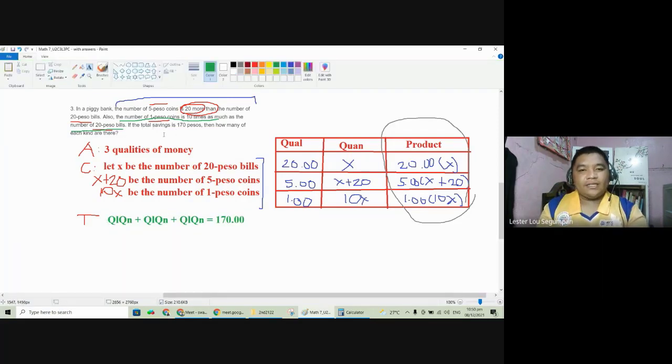If the total savings is 170 pesos. In short, the accumulation of all those three types of money is 170. Simply add them all up and you will have 170 pesos. And its translation shall be 20.00 times x plus 5.00 times x plus 20 plus 1.00 times 10x. Their sum must be 170.00. Are we now ready to implement?